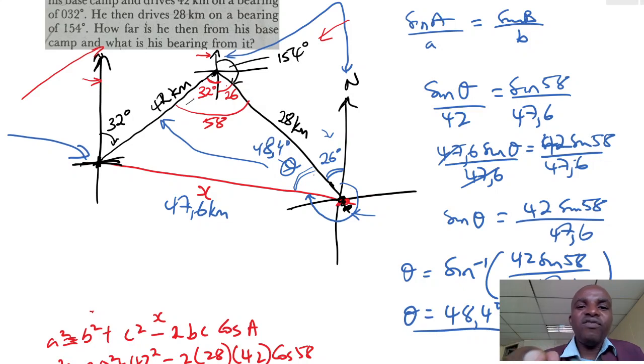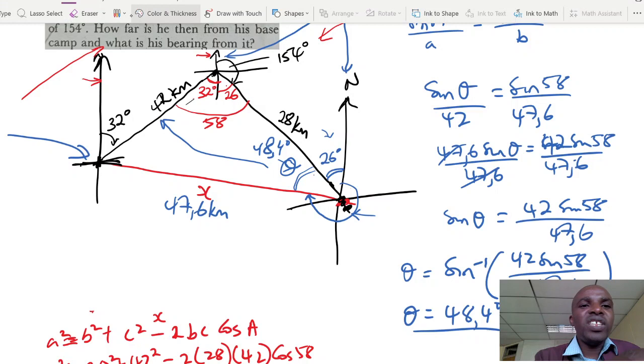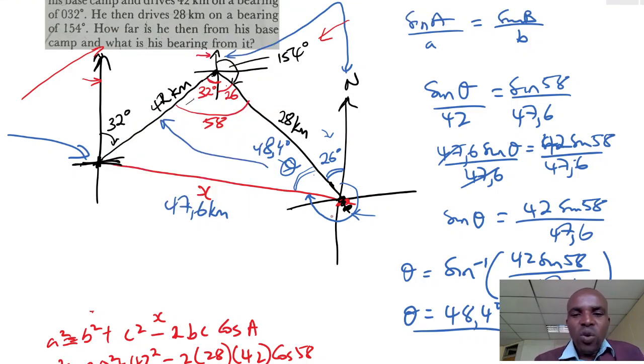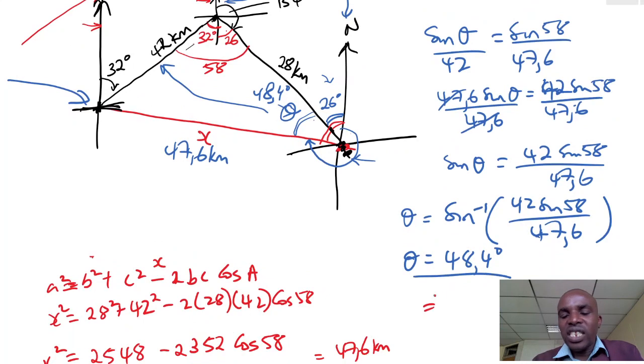Now I can find my angle. If I have this one, I can now find my angle. So this is the angle that I have to find. To find this angle, I subtract this whole item from 360. Then I have my bearing. So I just say bearing now is 360 minus 48.4 minus 26. Then I'll have my bearing. So it will be this one plus 26, then from 360.